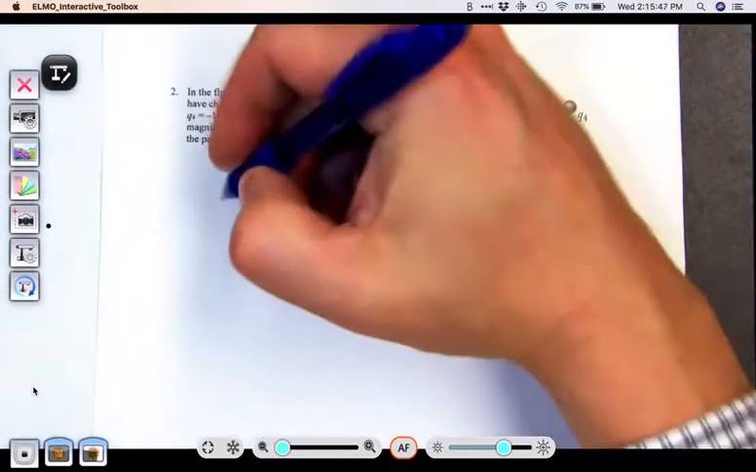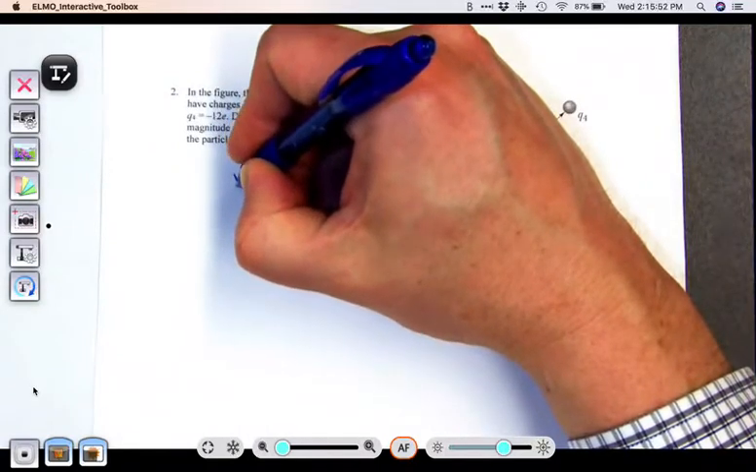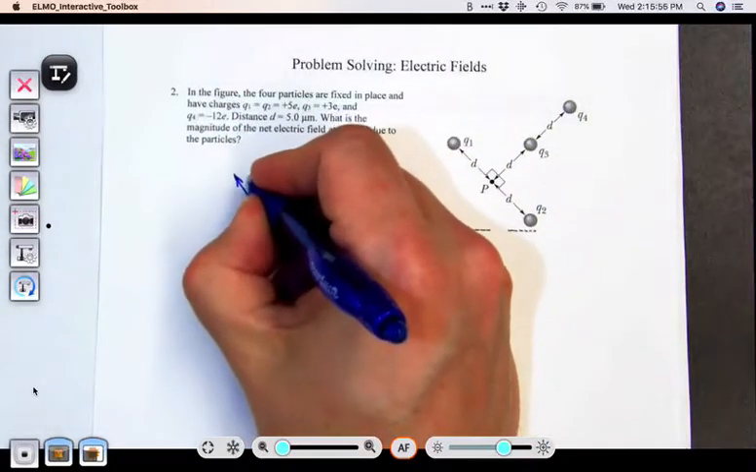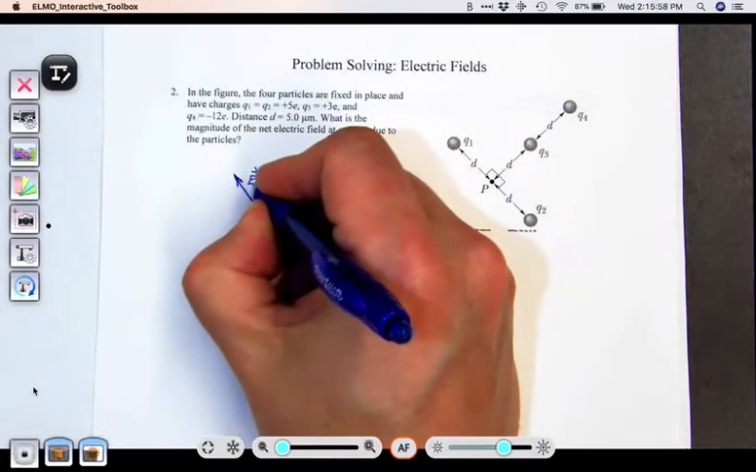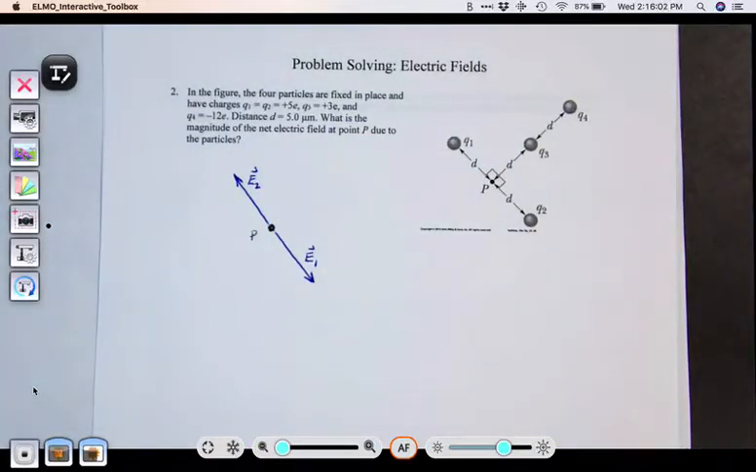So the electric field contribution from charge 2 is going to be something like that, and I don't know if I did those exactly the same, but the intent was to draw those 2 vectors the same length as one another. So one thing you might notice right away is those 2 vectors are going to cancel each other out, and that's going to reduce the amount of work we have to do in calculating any sort of net electric field at point P.